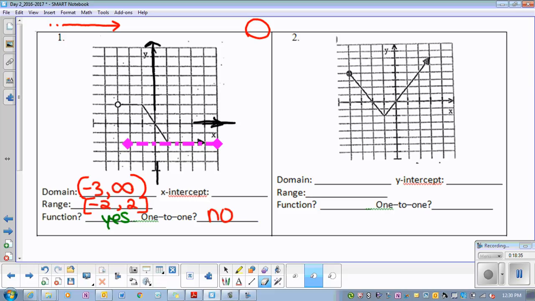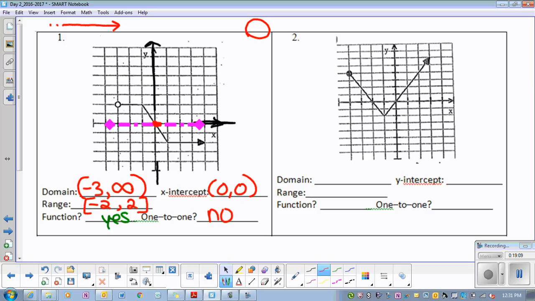Okay. All right, so now the x-intercept. Basically, I'm going to look at my x-axis. Where does this graph touch or cross through the x-axis? 0. Yeah. Right at the origin here, right? At 0, 0. Okay. Does that make sense? Okay.